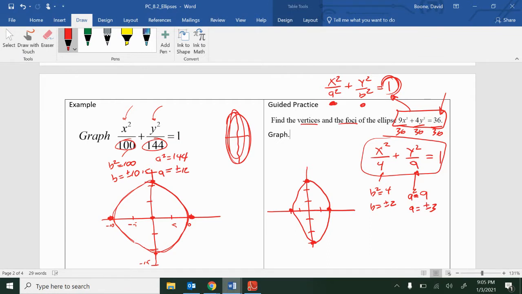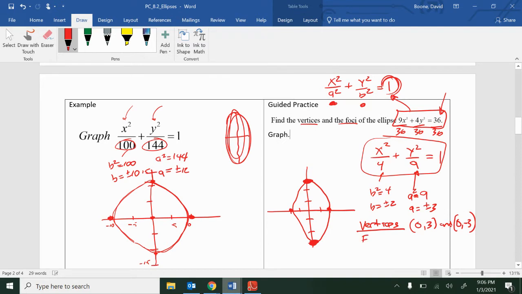Okay, so then what I need to do is find those vertices. Well, those are the vertices right here. They're the ones on the major axis. So they're right here and here. So that'd be at 0, 3 and 0, -3.